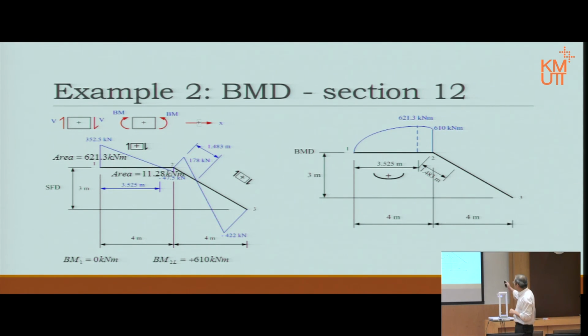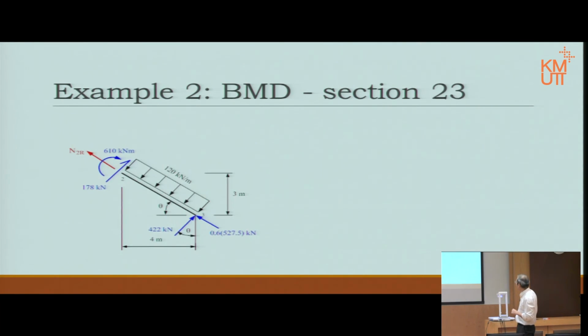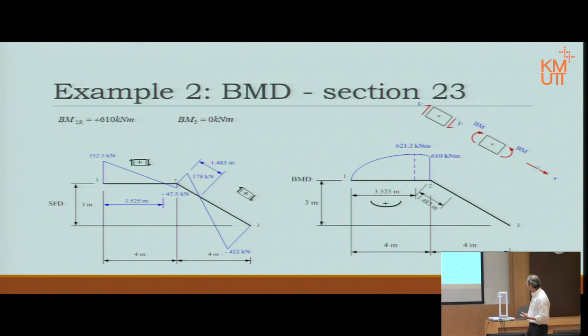Now, the second part from 2 to 3. Notice this time it has to be from 2 to 3, not from 3 to 2, because x is always running from the left to the right, not the right to the left. Therefore, it turns this way. Okay? Then we already calculated. Therefore, this picture tells us that the bending moment at point 2 is equal to 610, which is the same as last time, and moment at point 3 is 0. Okay? Bring back up the sign convention, and then the shear force diagram.